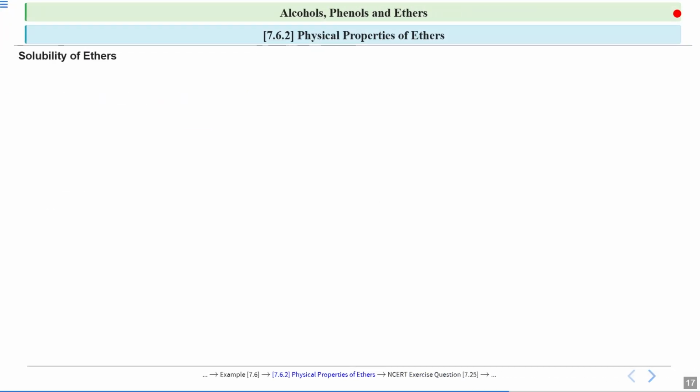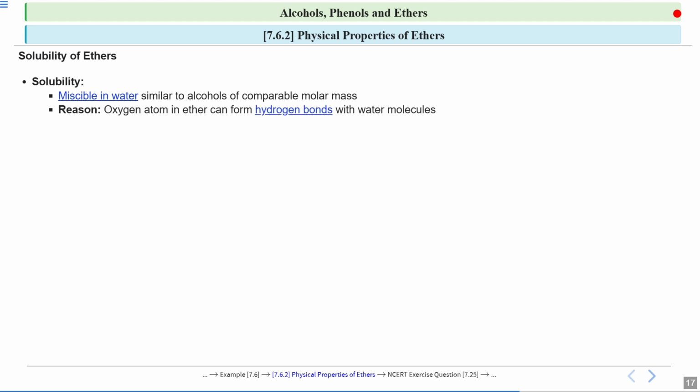Now, if I talk about the solubility of ethers, we will see that ethers are miscible in water. Alcohols are also miscible in water because alcohols have the hydroxyl group, OH group, and water also has this OH group. Similarly, ethers are also miscible in water at comparable molar mass. The reason is that the oxygen atom in ether can form hydrogen bonds with water molecules.